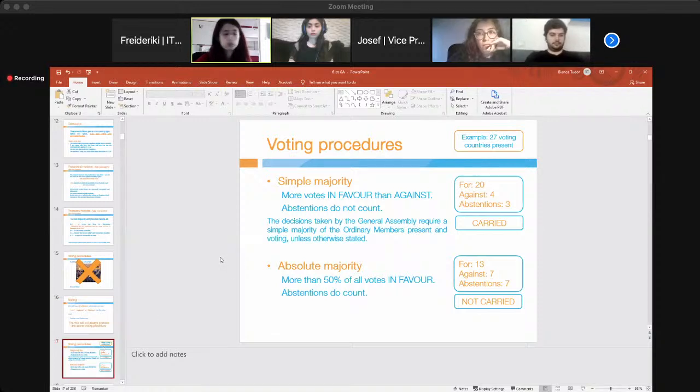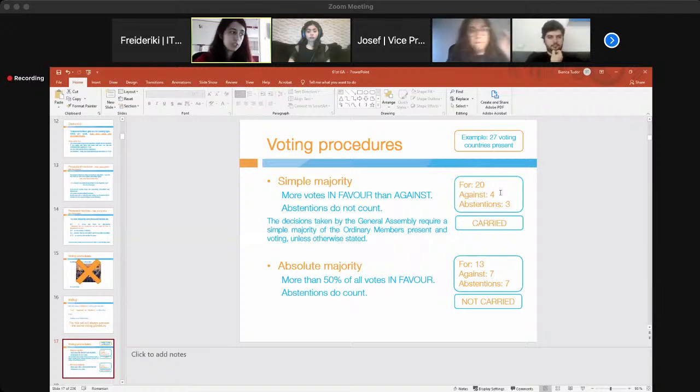So, when is a motion carried? It depends on the majority that it requires. It could require simple majority, as most of them do. That means more votes in favor than against, and abstentions do not count. So we have here an example: 20 people for, 4 people against, and 3 abstentions. Abstentions will not count. We have 24 votes. 20 is more votes for than against.